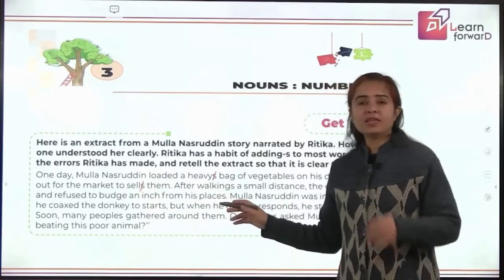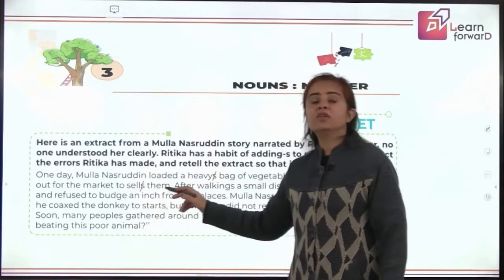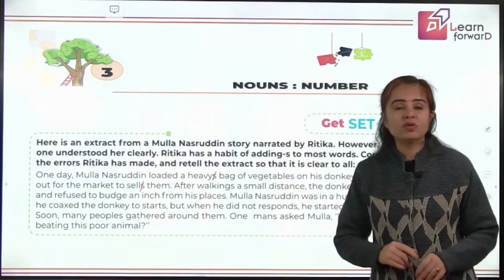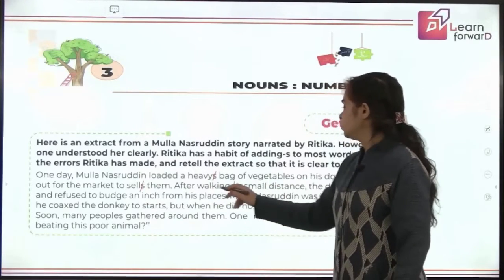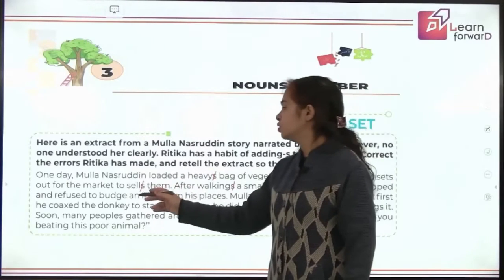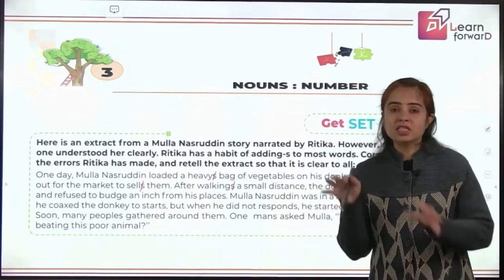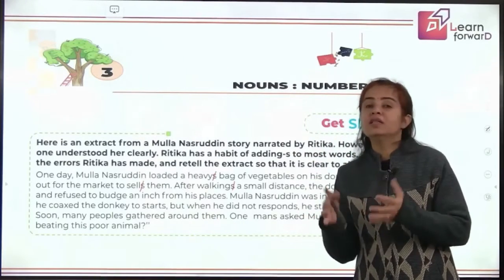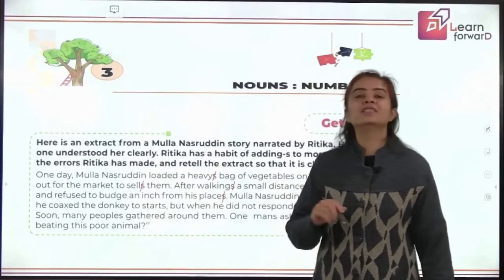After walkings, just like after to, we do not add S to the verb. Similarly, with the ing verb, do we add S? No. So we need to correct here also. After walking a small distance, the donkey stopped and refused to budge an inch from his places. Just because he got stuck to one, that means it was a single place. So it will be from his place.